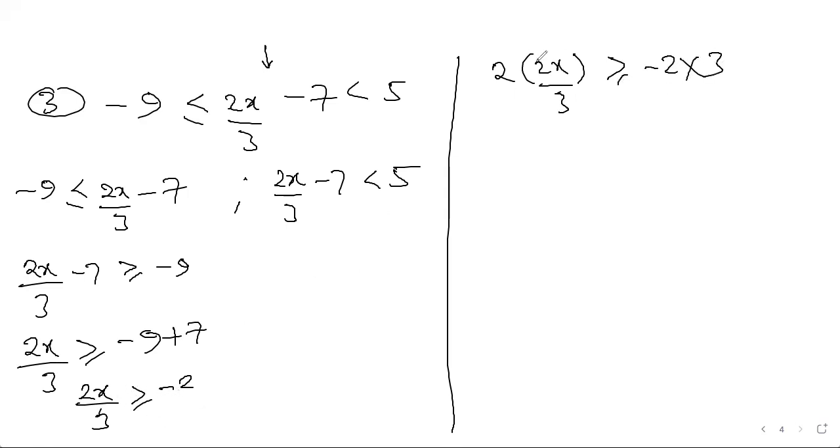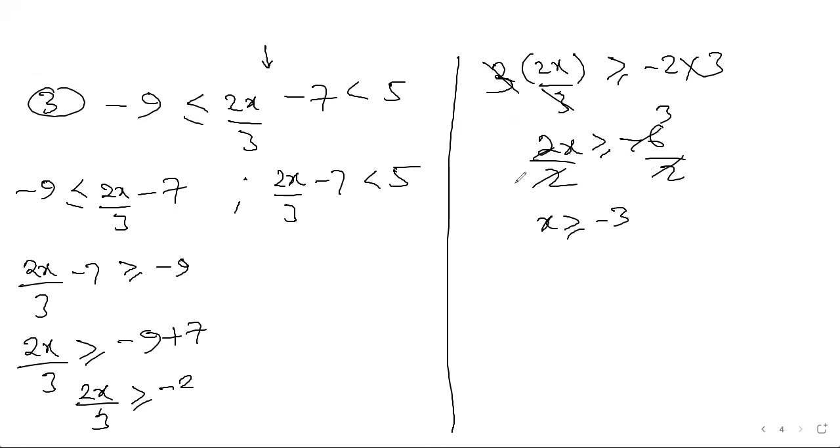That's also possible. Then the 3 will cancel that. Then I will have 2x greater than or equal to minus 6. Then you divide both sides by 2, and x will be greater than or equal to minus 3. So that's the first part.